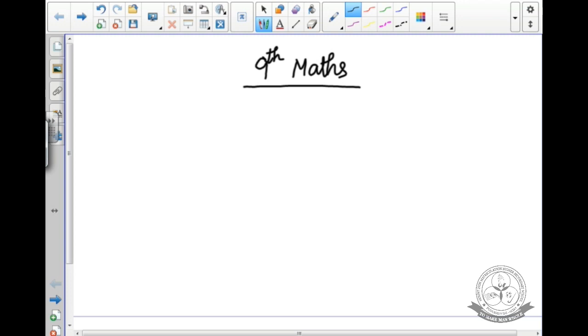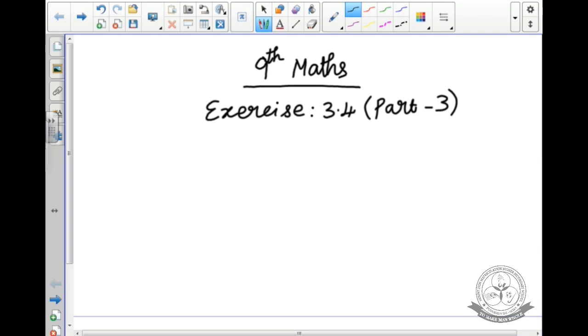Today we are going to see about exercise 3.4, Part 3. Already we have completed 2 parts. Up to 9 sums we have completed. From the 10th sum, today we will start. So, question number 10.